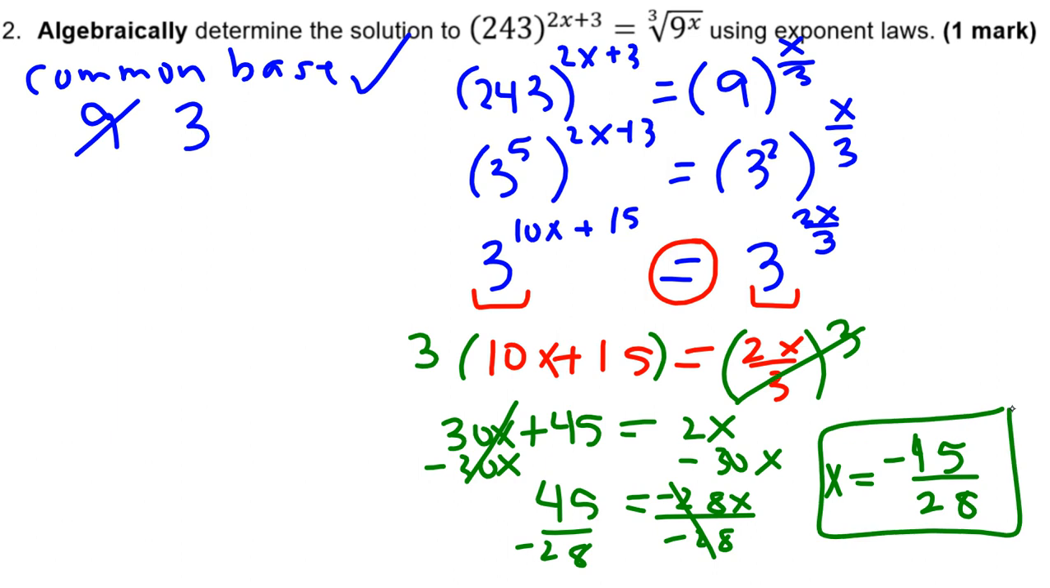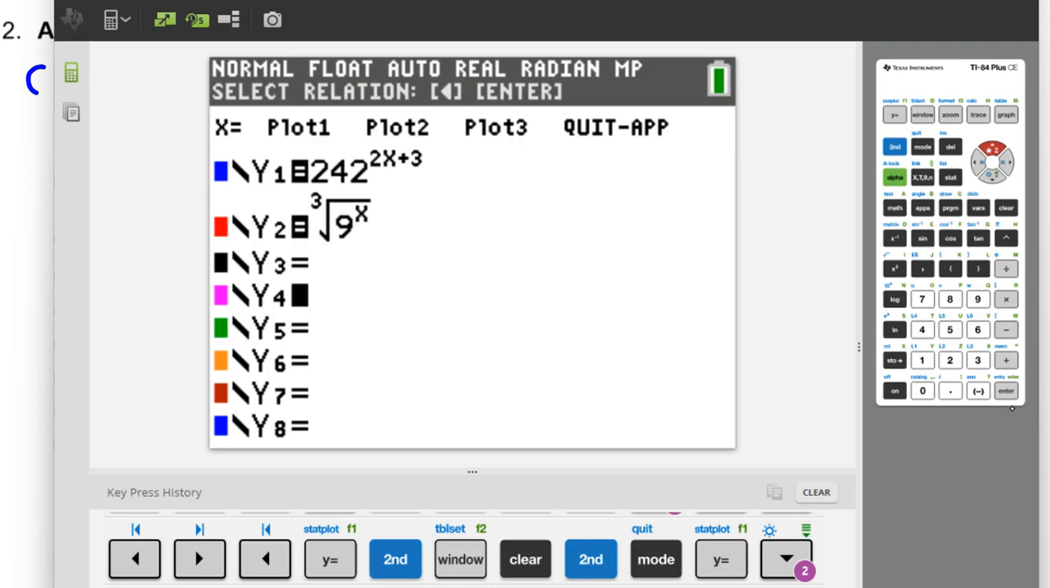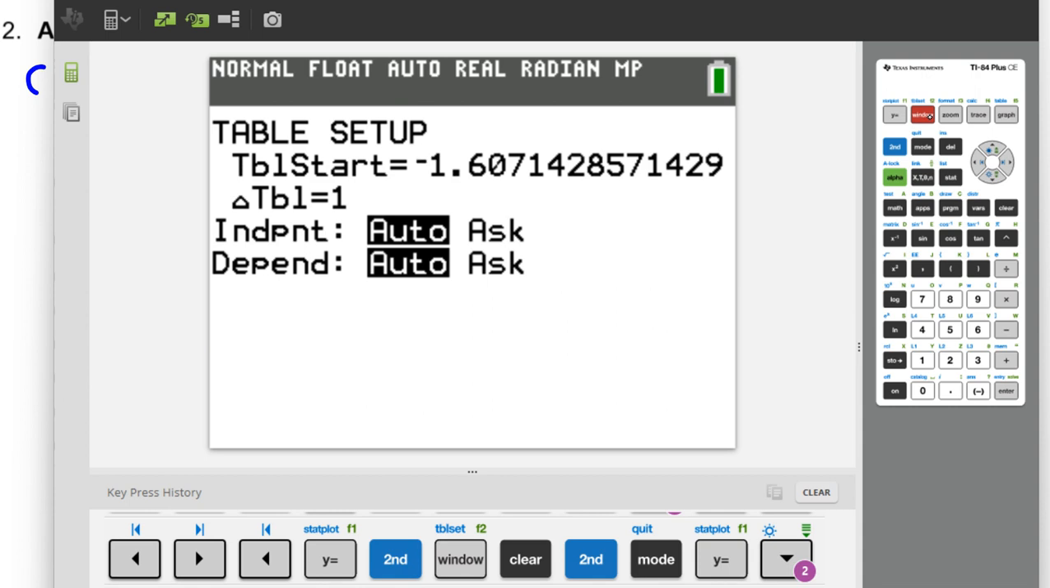Now, any question that I do solving, I always want to check to see, did I do that correctly? So what I'm going to do is go into my calculator. And in Y1, you can see I've put the left side. In Y2, I've put the right side of the equation. The check always happens in the table. So second window into table set, and I'm literally going to punch in negative 45 divided by 28.